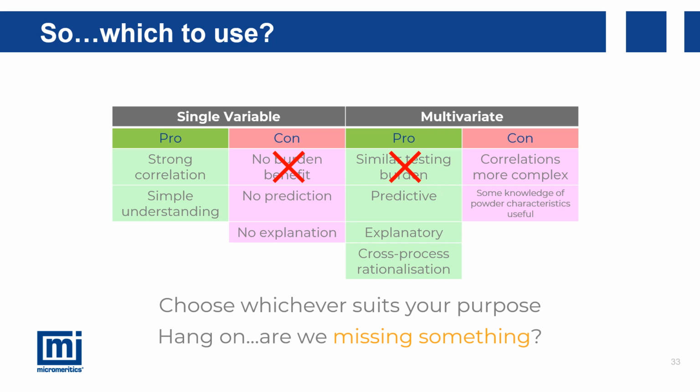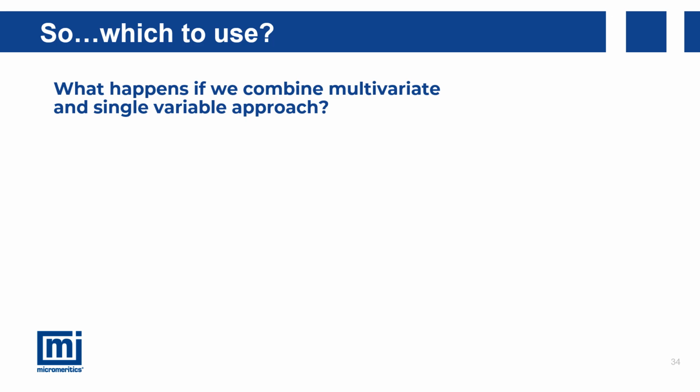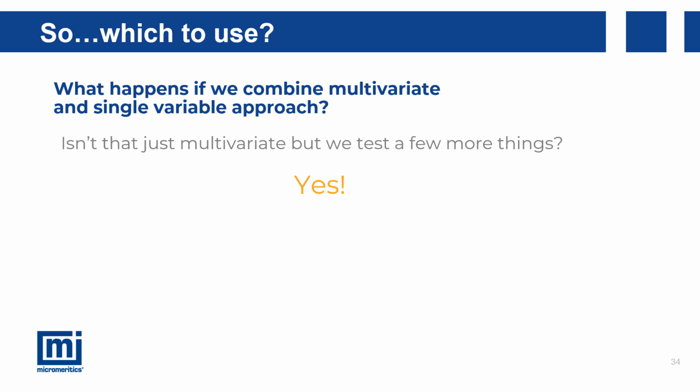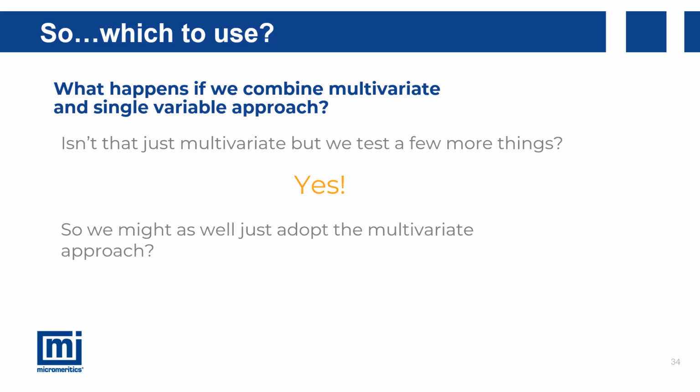Of course, there is one point which is worth raising here. Maybe we can just combine the approaches of both systems by measuring a few more flow properties so that we gain a fuller understanding of the system. Well, we can, yes, which basically means we're just using a multivariate approach. So should we just take the multivariate approach all the time?